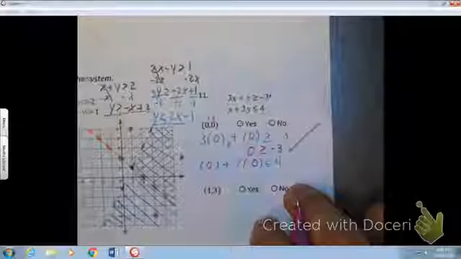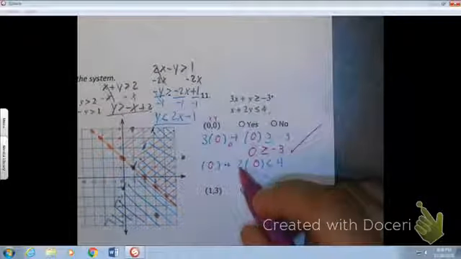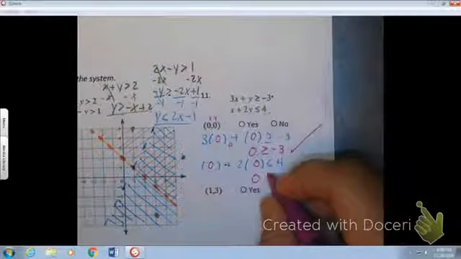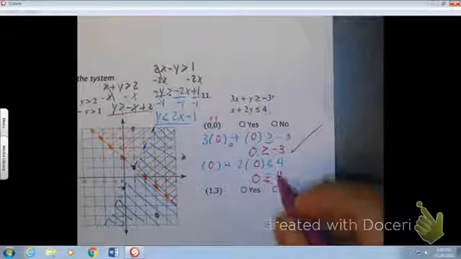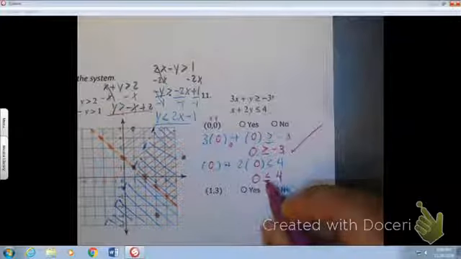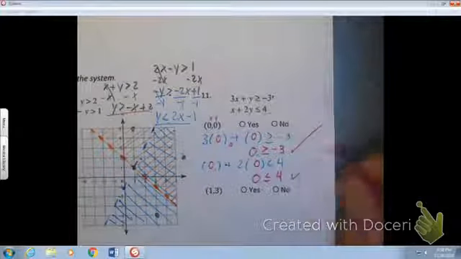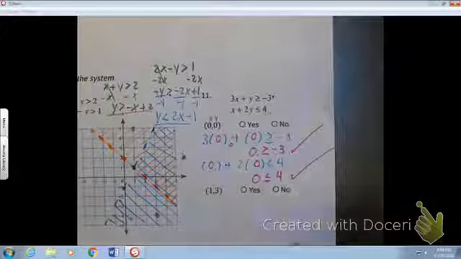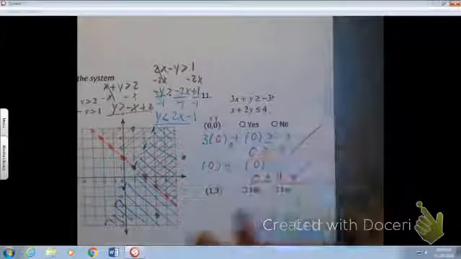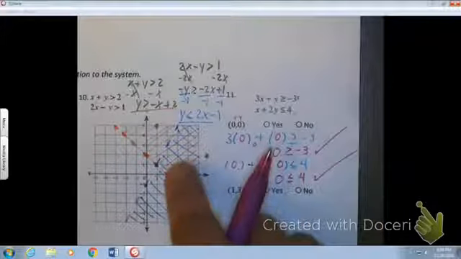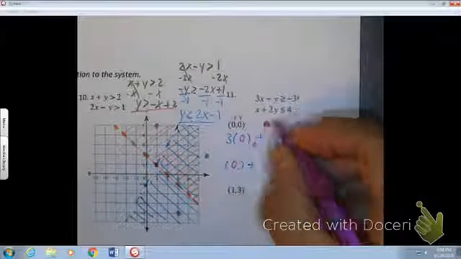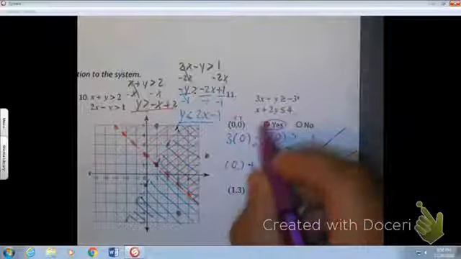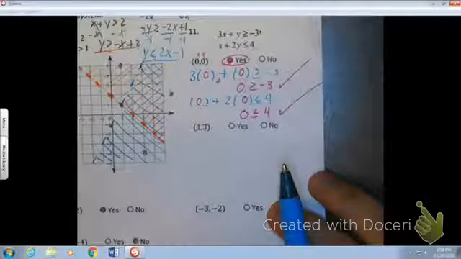Let's see if the other one works out. 0 plus 0, which is 0. Is 0 less than or equal to 4? Yeah, it's less than 4. So that one works out as well. So since they both work out, that means they are in the intersection for both. Therefore, it's a solution. Yes, this is good. Now let's do the exact same thing for all the other ones.